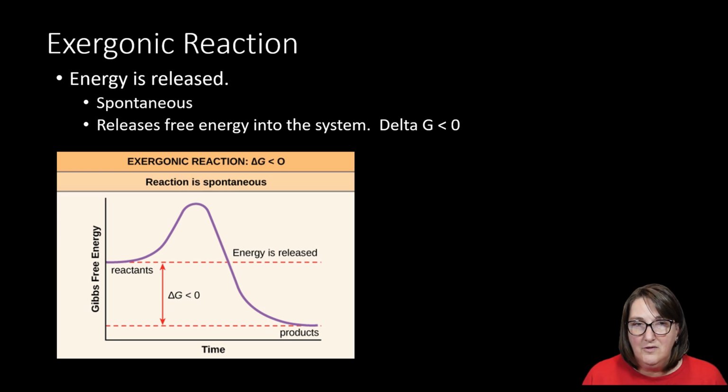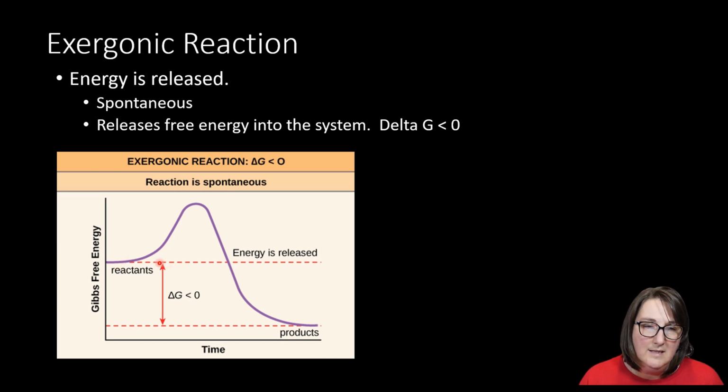So we say exergonic reaction: this is energy that is released, it's going to be spontaneous, and it's going to release that free energy into the system. So I'm going to have a delta G, and then I'm going to have my little alligator mouth saying that this is going to be greater than delta G.